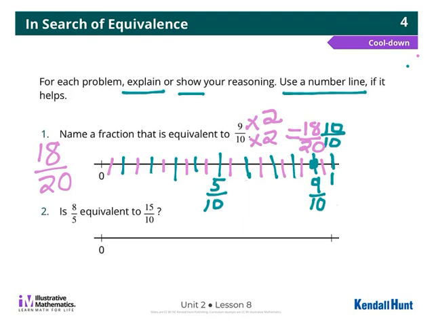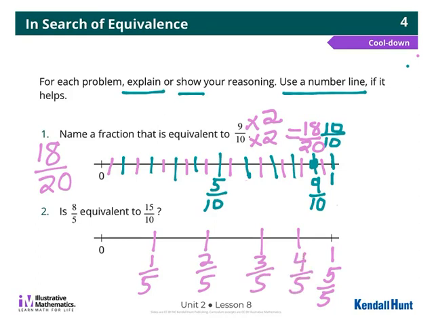Number 2, is 8/5 equivalent to 15/10? Okay, so first let's do 8/5. So this is one whole, or 5/5. So that would be like 1/5, 2/5, 3/5, 4/5. So then if I was a little ant and I started here, I would go 5/5, and then I would go back again and go 6, 7, 8. So, because it's more than one whole.